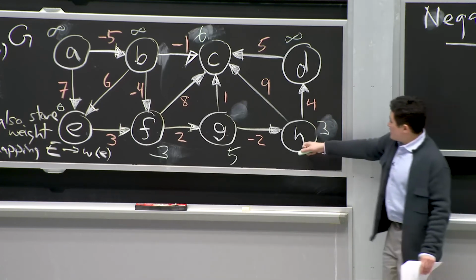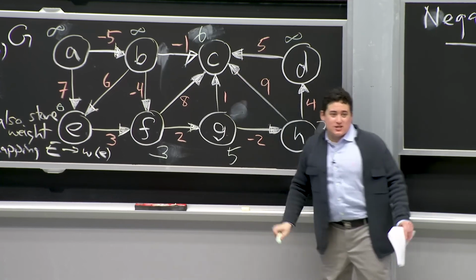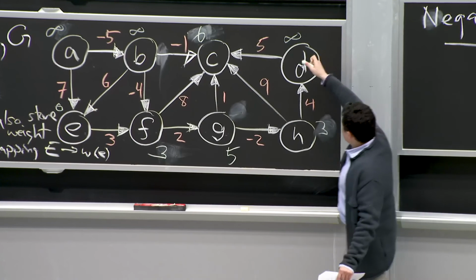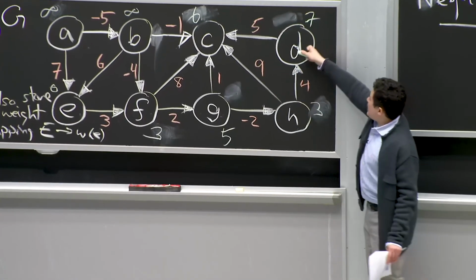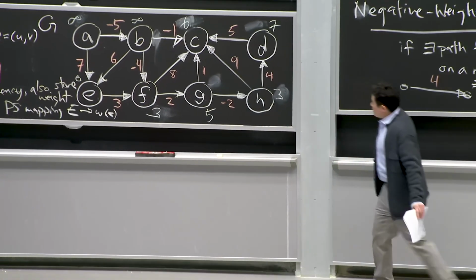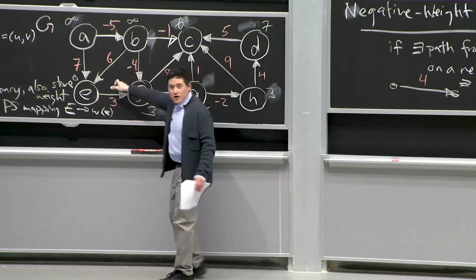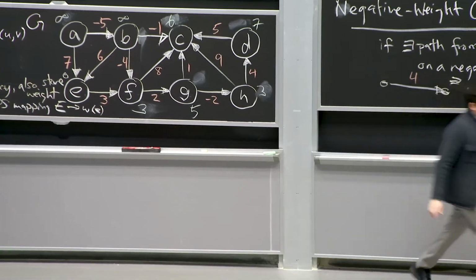Okay? This is the next in the topological order. 3 plus 9 is bigger than 6, so that's not a shorter path. 3 plus 4 is certainly smaller than infinite, so set that equal to 7. Then 7 plus 5 is also bigger than 6. And you can confirm that these are all the shortest path distances from E. Okay? So this algorithm seems to work.